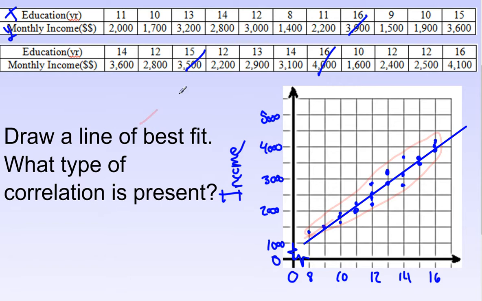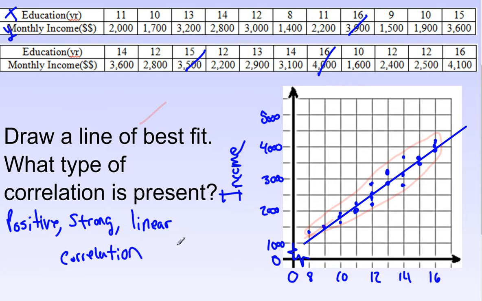Draw a line of best fit. Check. What type of correlation is present? So it's asking us to describe the correlation. So this is positive. It is, I would call that strong. And is it linear or nonlinear? Well, this is definitely linear. So this is a positive, strong, linear correlation. That is describing the data that is present.